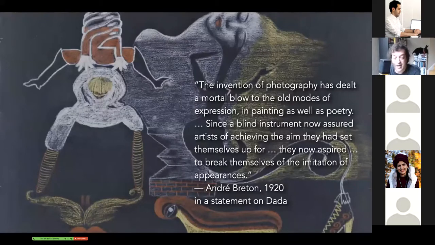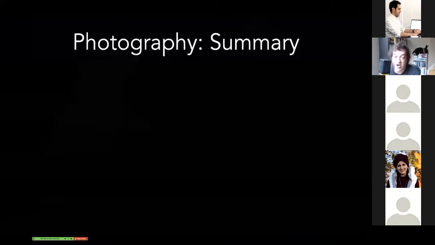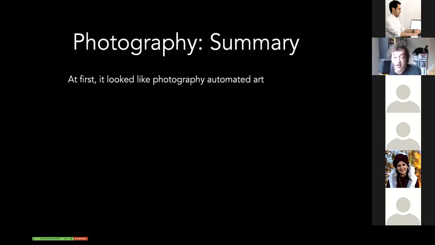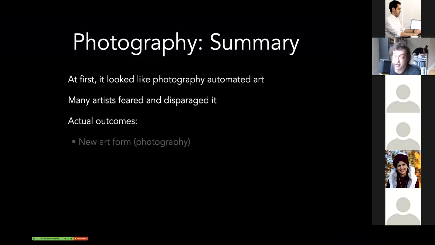So to summarize all that, at first it looked like photography automated art. It does the things that artists do and the way they identify themselves. And many artists at the time feared and disparaged it. What really happened is we have a new art form, photography, which is respected as an art form in its own right. The old art forms were forced to change. They were invigorated. And in fact, we may not have had modern art if it were not for photography.